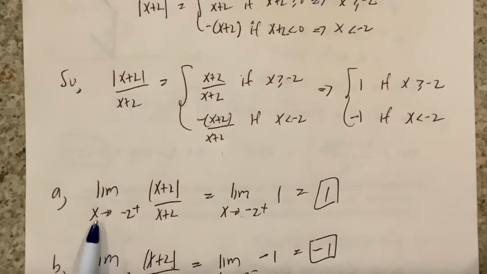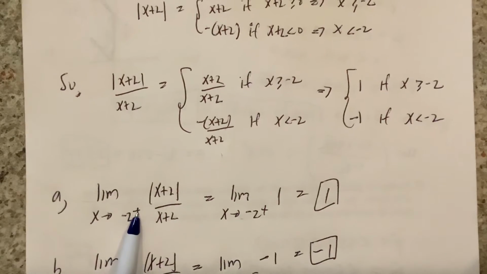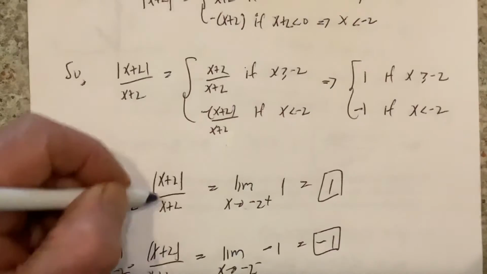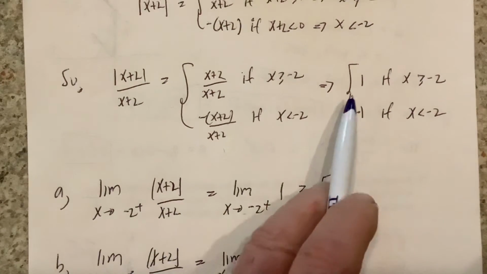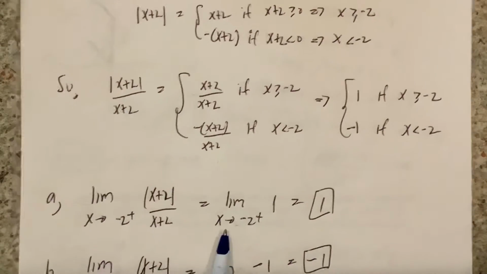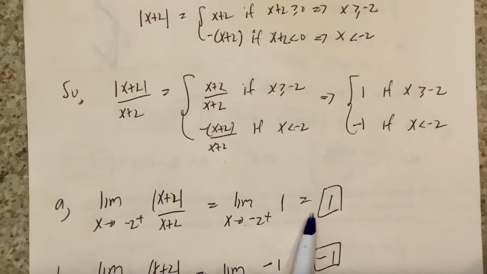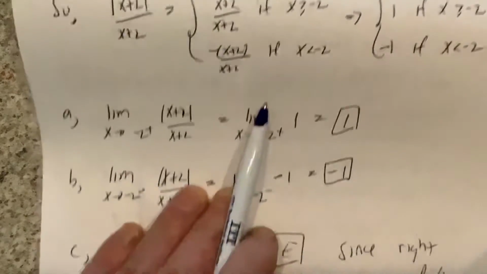So when you're looking at the limit as x goes to negative 2 from the right, we can assume x is greater than negative 2, right? So it's going to be this. It's just going to be 1. So the limit as x goes to negative 2 plus of 1 is just 1. That's one of our limit laws.